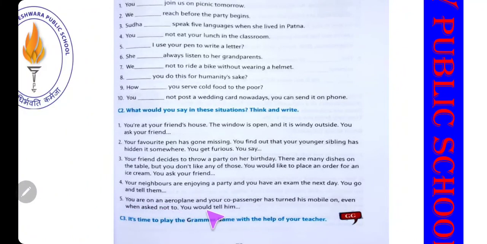You are on an aeroplane and your co-passenger has turned his mobile on, even when asked not to. You would tell him. So what happened? You are in an aeroplane and your co-passenger has turned his mobile on, and at that time they are not supposed to turn their mobile on. So what are you going to tell him? You are going to write that.